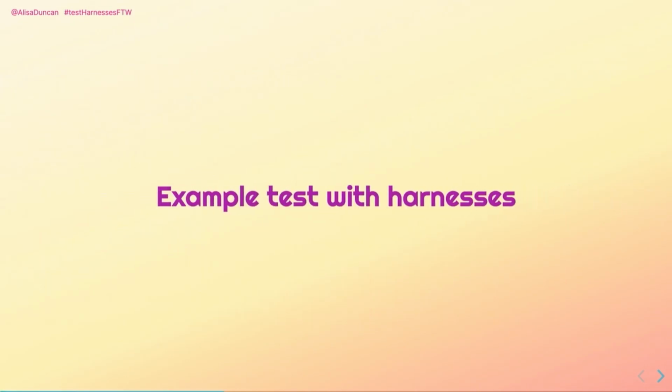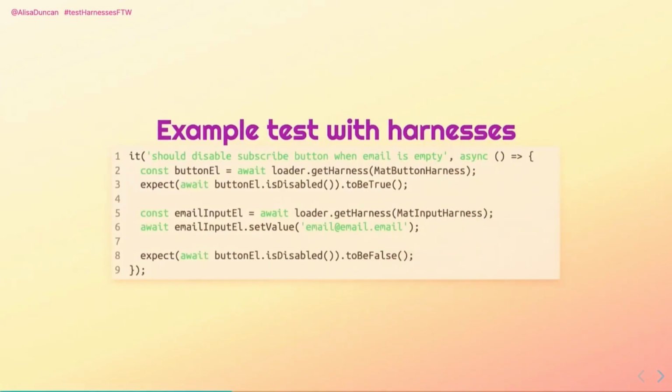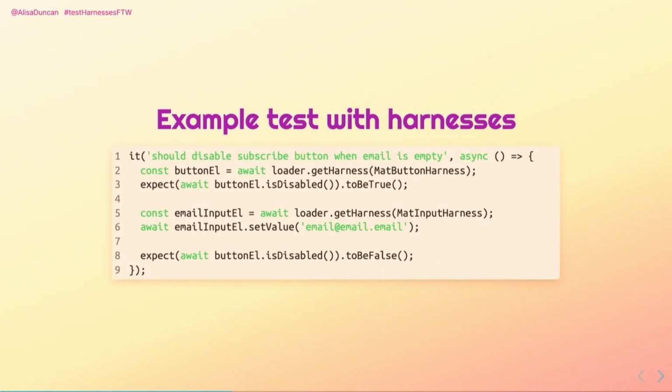On the other hand, a test with harnesses, and this is using the Angular Material Component harnesses, could look like this. Notice it's a lot shorter. We'll follow the same order of operations so that we can compare side by side. So first, we're going to get the button harness. We're getting that button, but we're going to call to get the button harness. I'll talk through that loader get harness bit in a little bit.